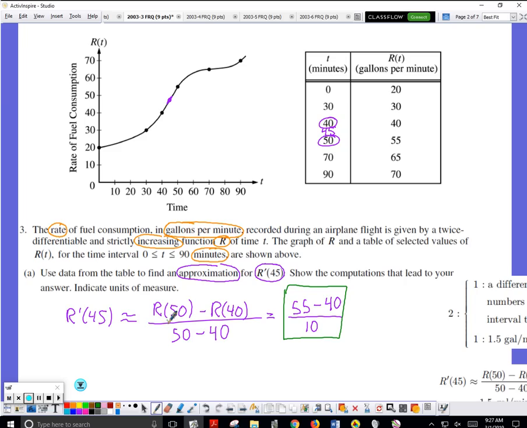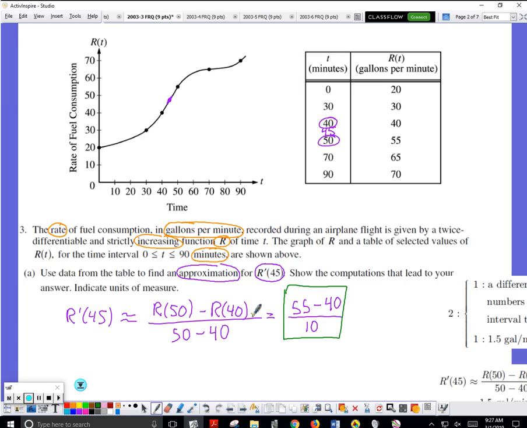Questions? So the equal sign? The equal sign is, so R prime of 45 is approximately this. But this is exactly that. They're somewhat lenient on the approximate thing. If you forget that, it's okay. Anybody else?